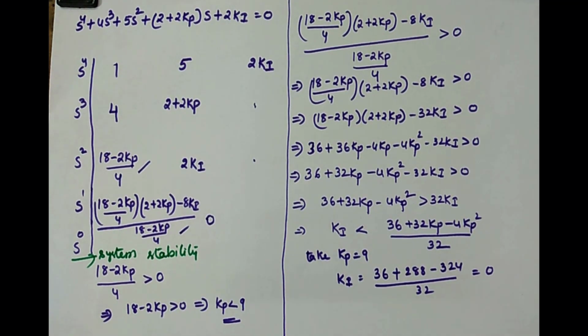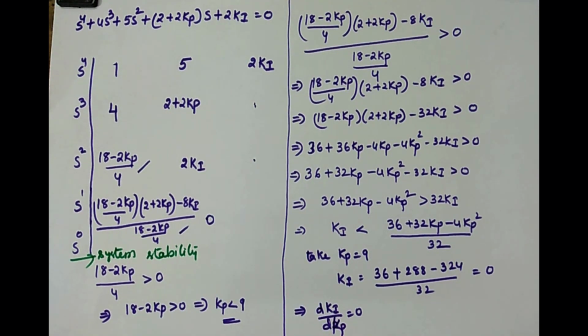But this is proportional integral control. The values of Kp and Ki will control the feedback system. But at Kp equal to 9, we are getting Ki of 0. But the actual condition is Kp is less than 9. So to find the maximum value of Ki at which the system is stable, the other alternative is you have to go for dKi by dKp equal to 0. This is to get the maximum value of Ki which makes the system stable, and that depends on the value of Kp.